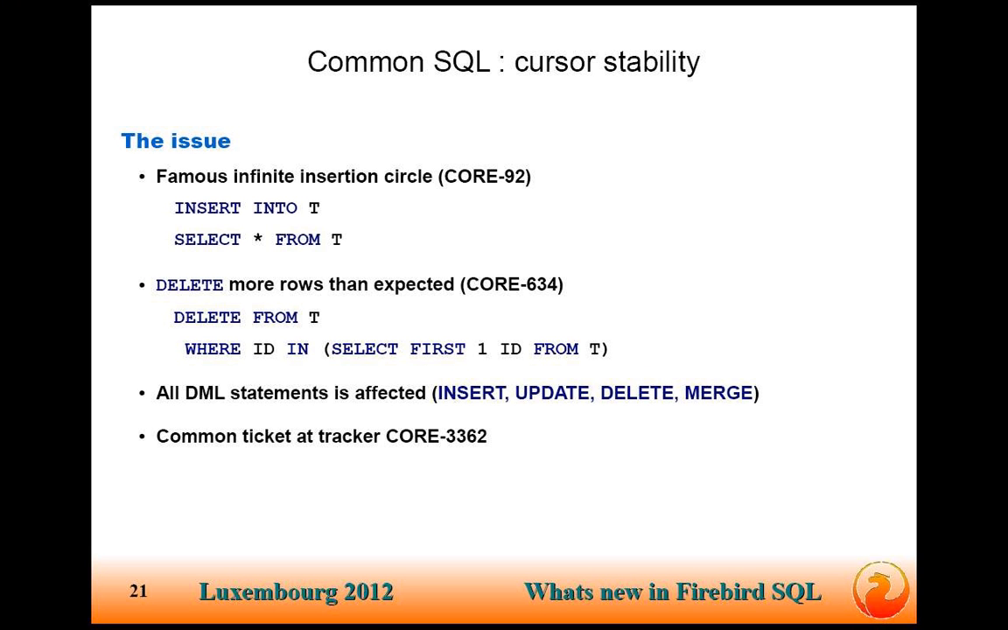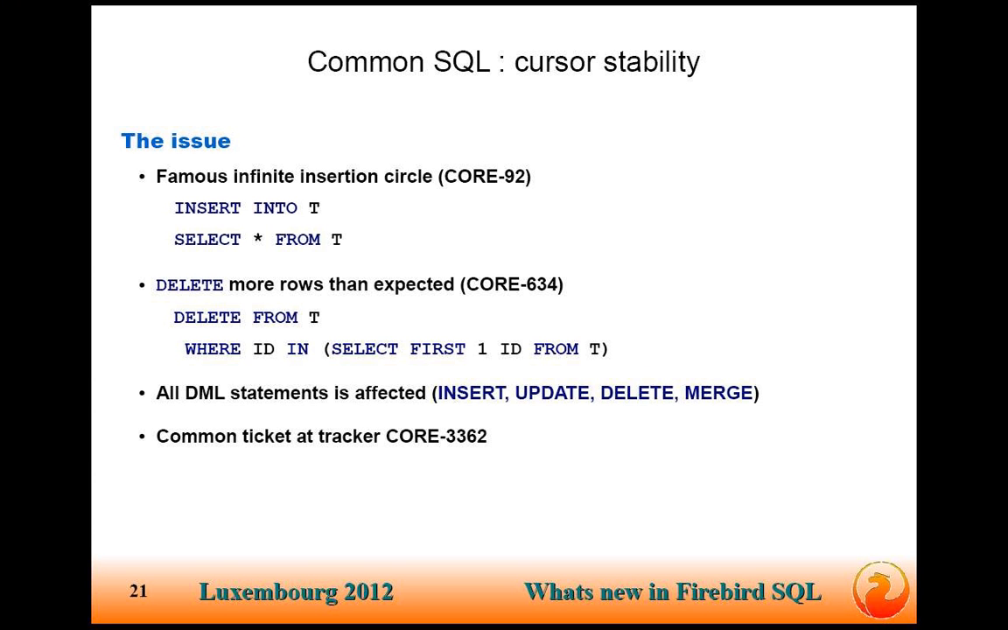Well, a less obvious example, but also with the same root, is the second statement where the engine will delete more rows than expected. Actually, it will delete rows in the whole table. The whole table will be emptied by this statement. I should say that all DML statements are affected: insert, update, delete, merge, all of them.